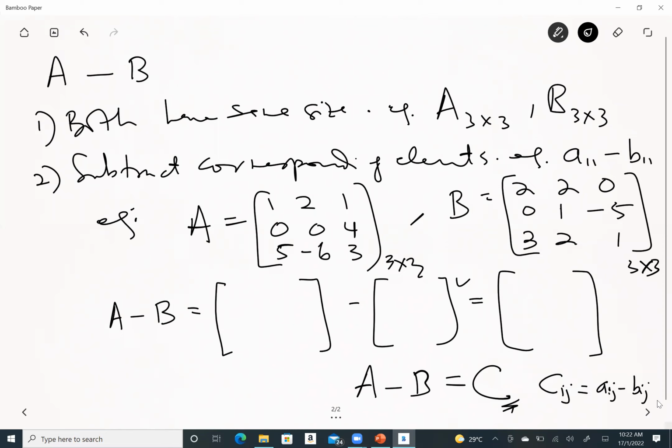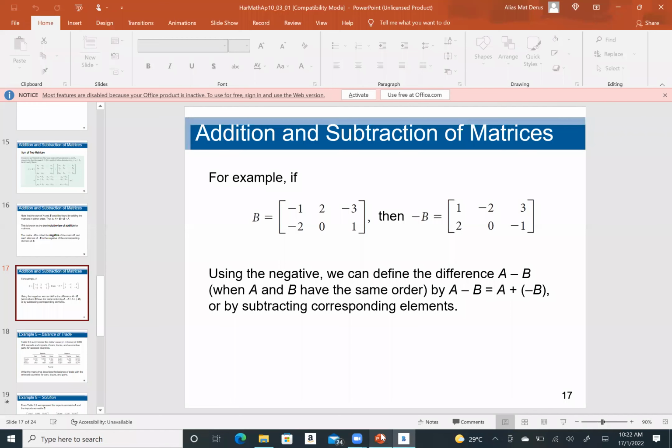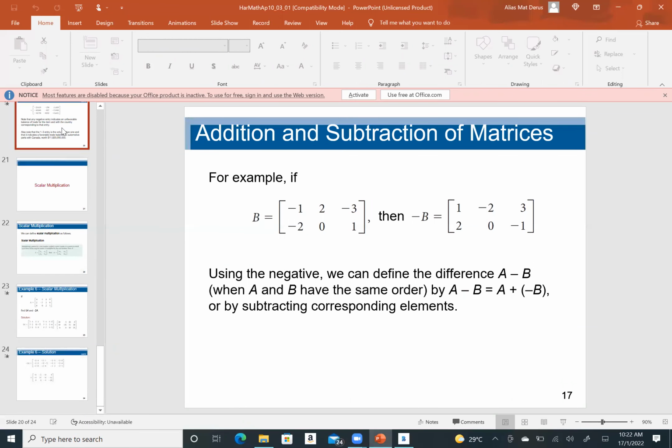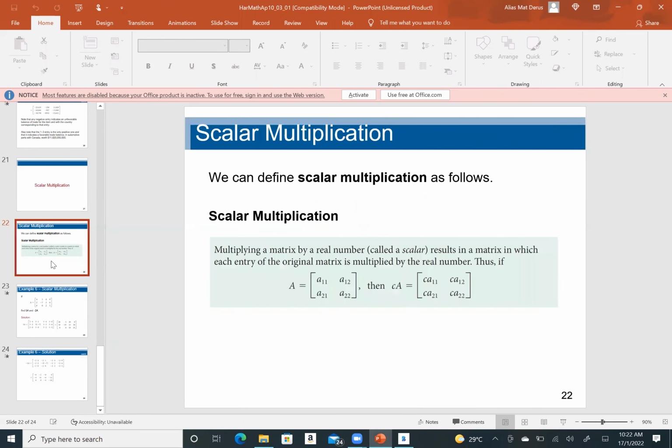So looking back at part 3.1, what else is there? That's all. You have addition, subtraction, scalar multiplication. Now, what do you mean by scalar multiplication? Scalar multiplication is when you multiply the matrix A with a constant. You call it C, or sometimes people write K. Whatever your notation is, you just multiply it with the matrix A. So how do you do that?